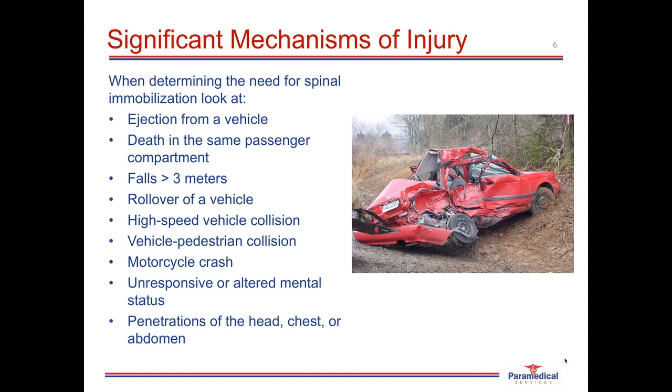Being able to recognize these significant mechanisms of injury helps you to direct your treatment early on to support the C-spine and protect the spine in the event of a spinal injury. However, causes of a spinal injury are not limited to this list. There are many different other causes of a spinal injury, and if at any stage during your treatment you pick up signs or symptoms or are querying a spinal injury, assume C-spine stabilization.